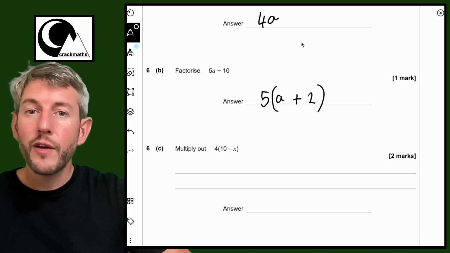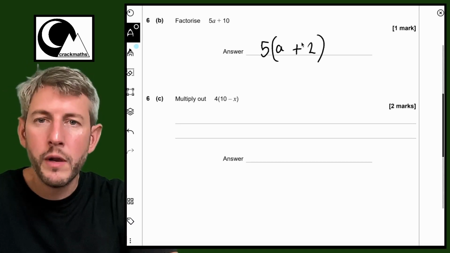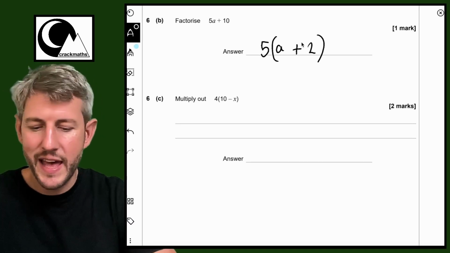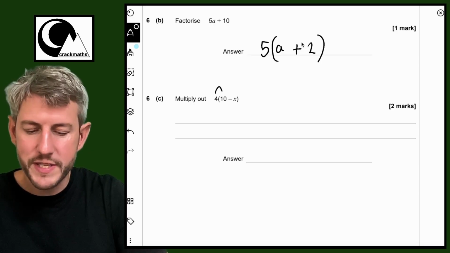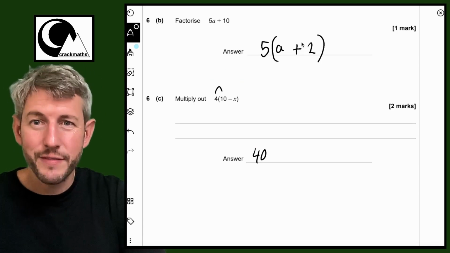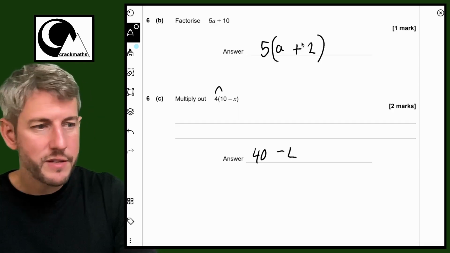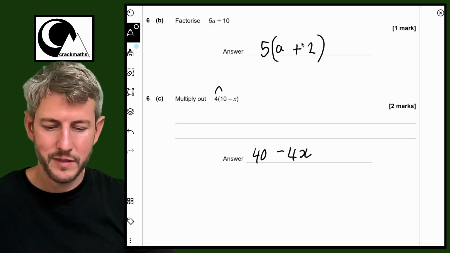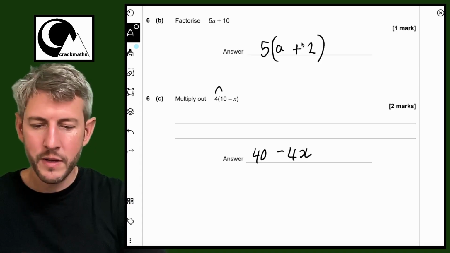Part C says, multiply out 4 lots of bracket 10 minus x. So this means we've got 4 lots of the 10, which makes 40. And we've got 4 lots of the negative x, which makes minus 4x. Okay, right. So question 7.